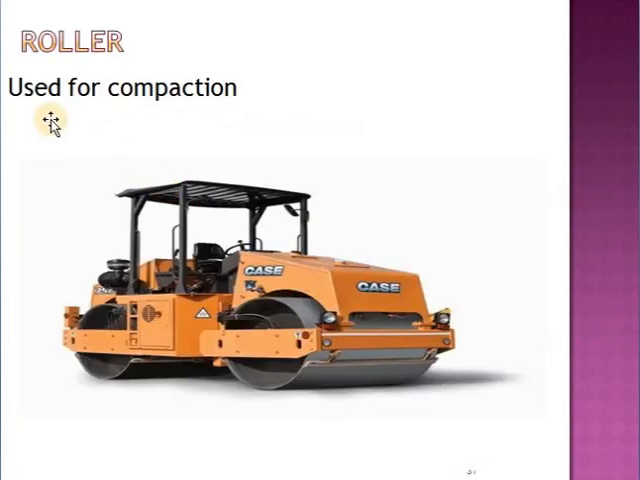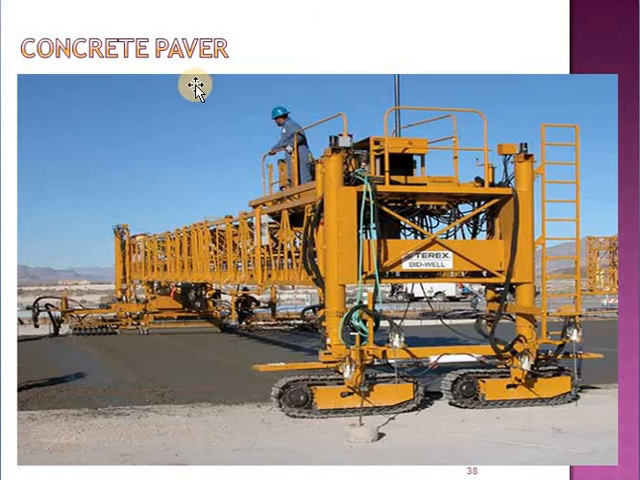And this is a roller, used for compaction. In road construction we will see these types of rollers compulsorily. And this is the concrete paver, in which the concrete is filled and leveled smoothly on the surface. So this is the concrete paver machine used in CC roads.